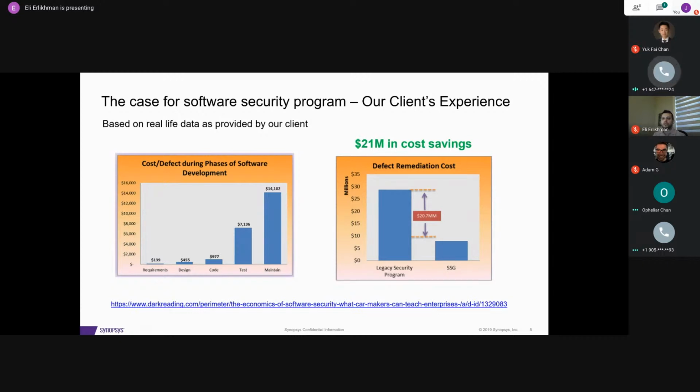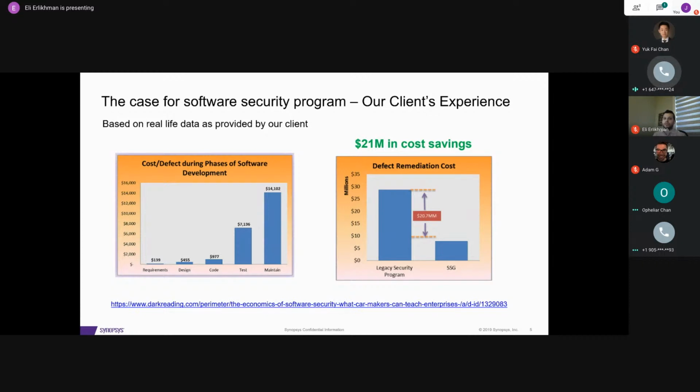And I'm sure you've seen a lot of various versions of this particular diagram, that the further right you go in the SDLC, the more money it costs. So they did this number crunching, and it went all the way from about $140 to $14,000 to fix the issues once the application is in maintenance. And they looked at the overall cost of fixing all of the vulnerabilities, and that was about, as you see in the chart on the right, about $30 million.